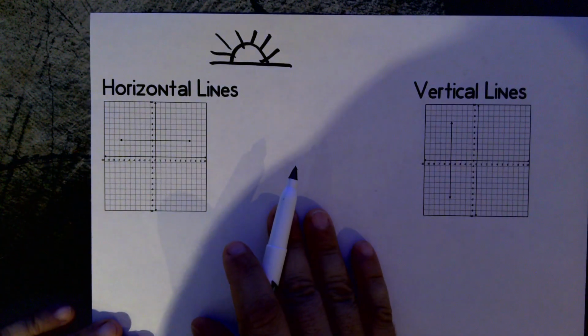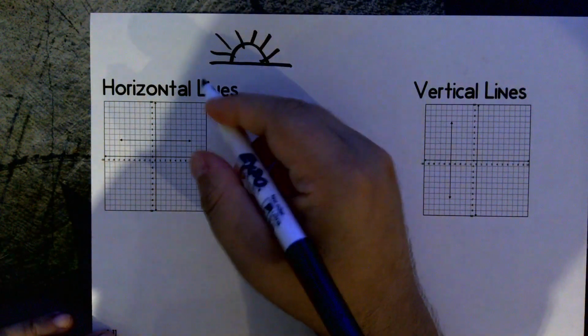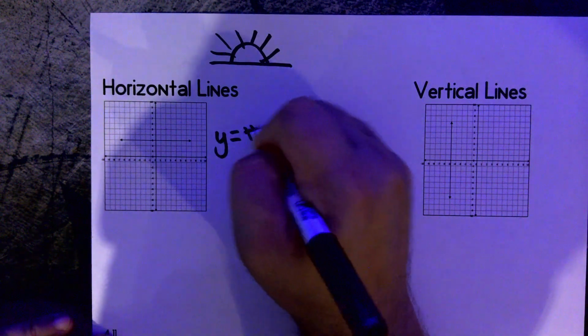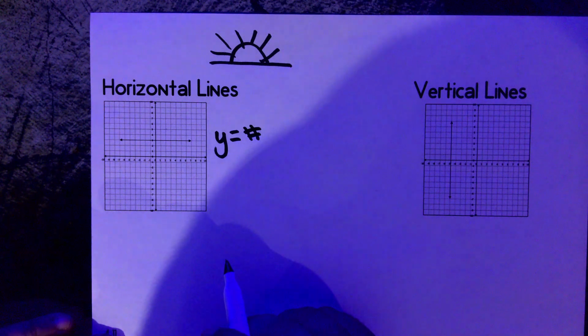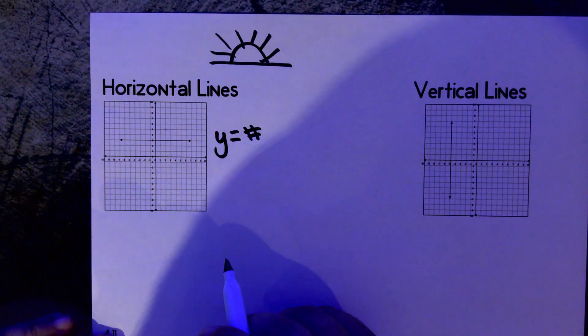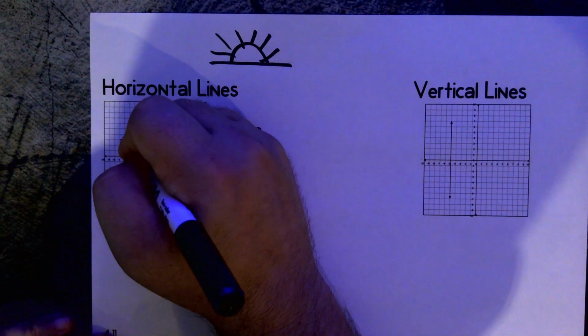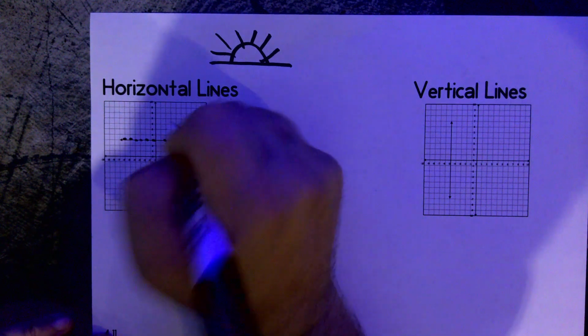And so there's two key things we got to know about a horizontal line. A horizontal line is going to be defined by the form y is equal to a number. And that number is where the line cuts through the y-axis. And it's going to have a y value of 3 no matter where we go on this horizontal line.